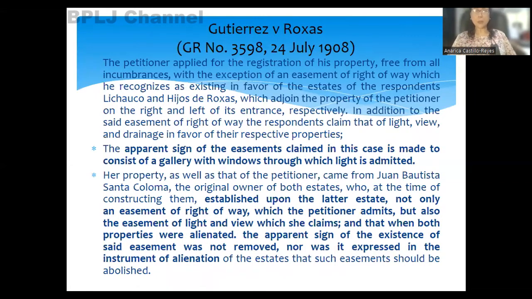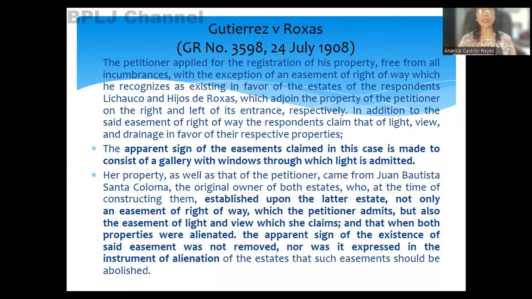Okay. Now, we go to the case of Gutierrez versus Rojas. In this case, the petitioner applied for the registration of his property, free from all encumbrances, with the exception of an easement of right of way which he recognizes as existing. Now, in addition to the easement of right of way, the respondents claim light and view and drainage in favor of their respective properties. They were claiming those easements.